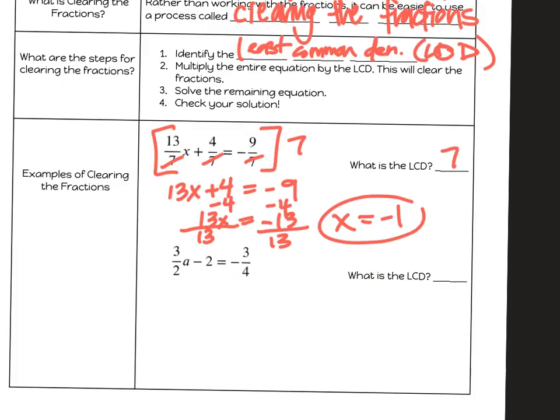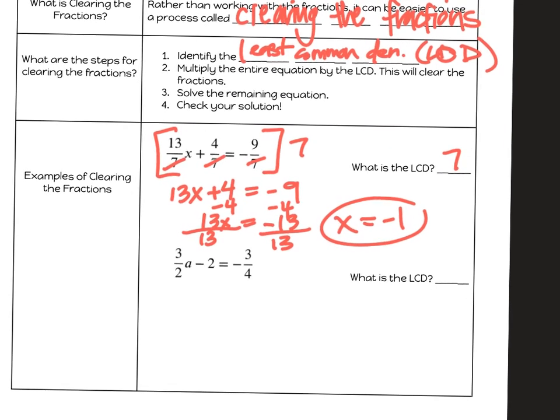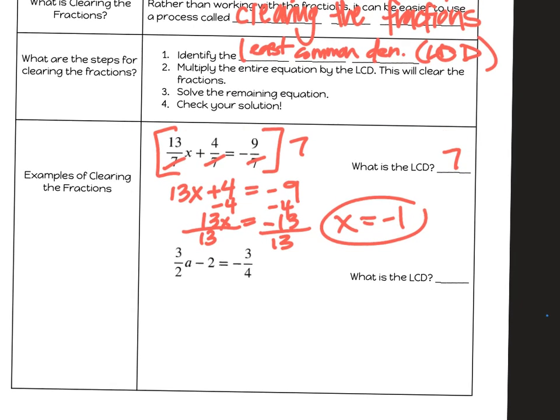All right, so this next one is going to be a little bit more complicated because we have different denominators going on. I have a denominator of 2 and a denominator of 4. So I need to look at my denominators. They are different, so I need to think what number is the least common multiple of these denominators. 2 can be multiplied by 2 to give me 4, and 4 can be multiplied by 1 to give me 4. So the least common denominator is 4.